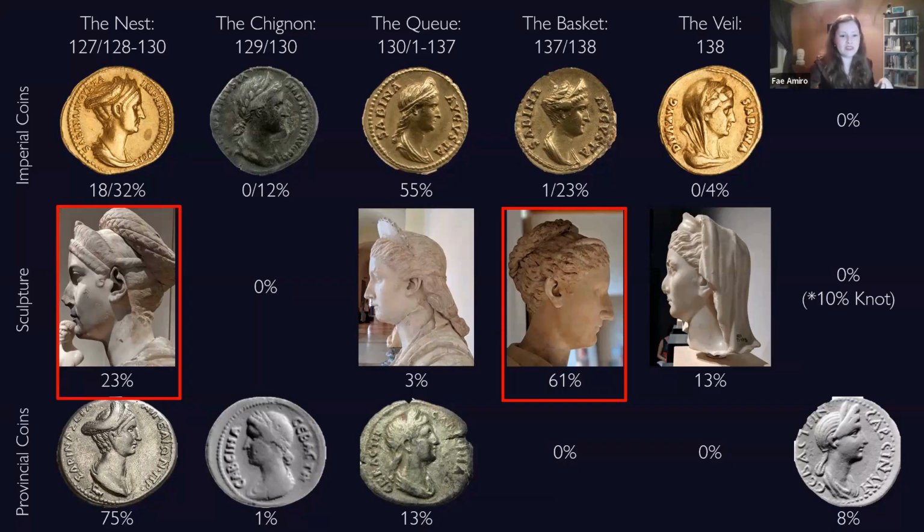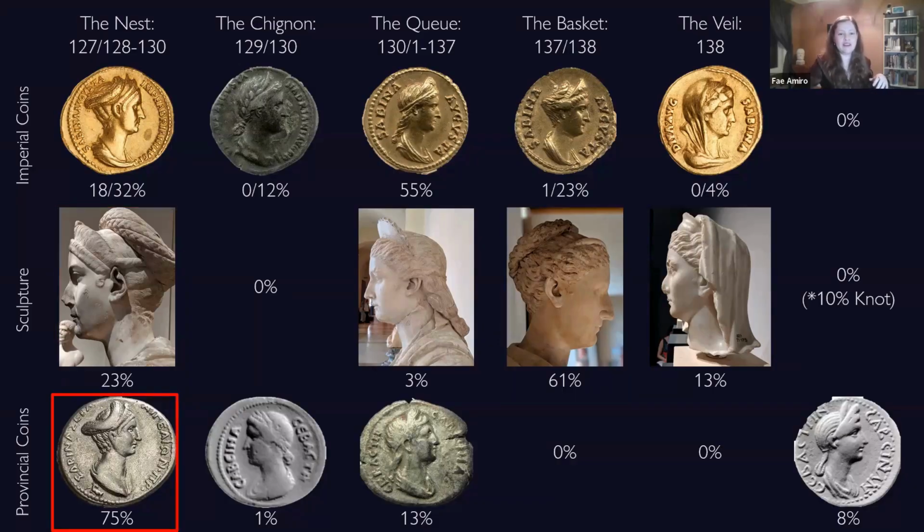So moving forward then to talk about our next, I think I went too far, there we go. Talk about our next group, which are the provincial coins.